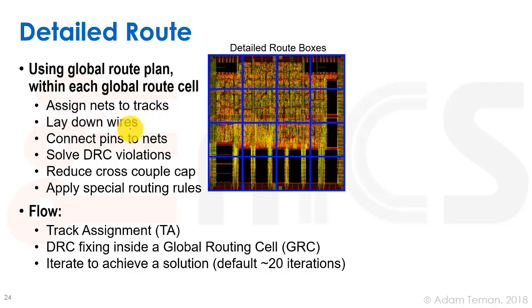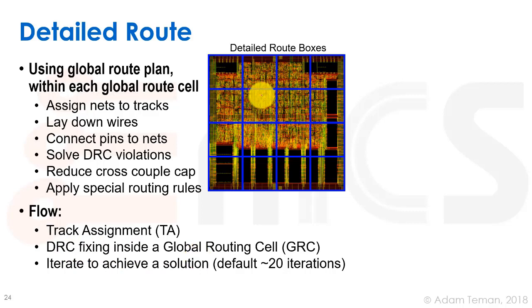So we're going to assign nets to tracks, lay down the wires, connect the pins to the nets. Of course, solve the DRC violations, because in this track assignment we may be doing some sort of a rough type of a routing that has all kinds of problems left, and then the detailed route has to iterate and try to solve all the detailed and complex DRCs. We also have to check if we have cross-coupling violations, crosstalk violations, and apply all kinds of special routing rules that we may have defined. So the flow is track assignment, then a type of a global routing inside the cell. DRC fixing inside a global routing cell, and continuing iterations trying to fix that.